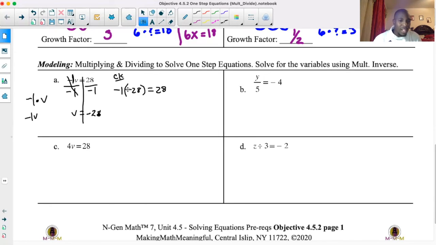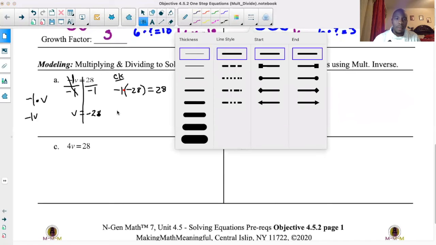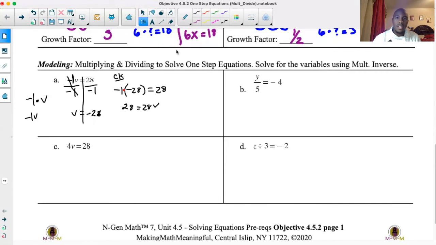Okay, so I have -1 being multiplied, right? You may not see a dot there, but whenever you see a number next to parentheses, that means they're multiplying each other, okay? When I multiply these two, I get a +28, and I ask myself, is 28 equal to 28? And that answer is yes, okay? Just a recap, this operation was multiplication, and we know the inverse of multiplication is division.